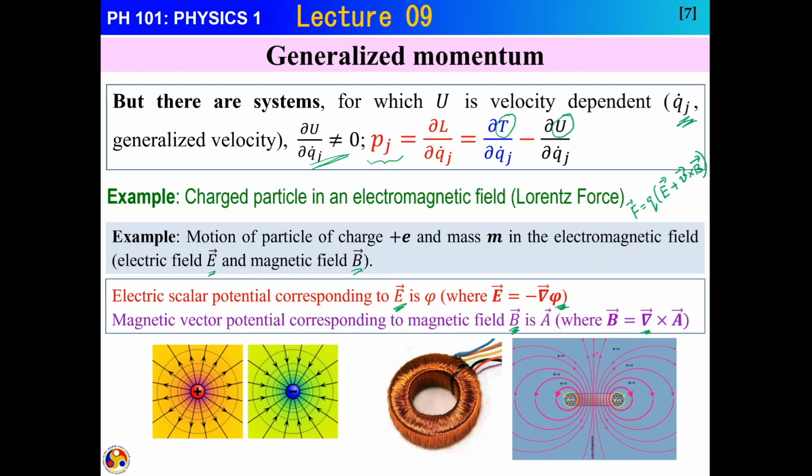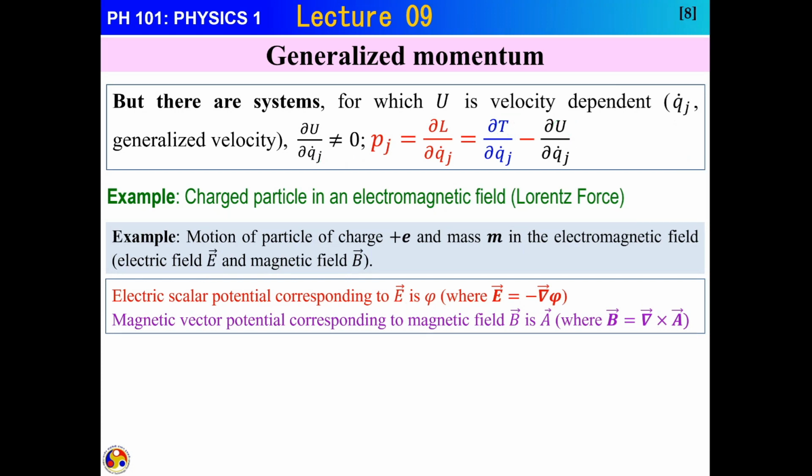Our idea is not to describe the vector potential here in detail, but to give a flavor of a situation where you have both electric field and magnetic field: what happens to the Lagrangian part and how to deal with that.